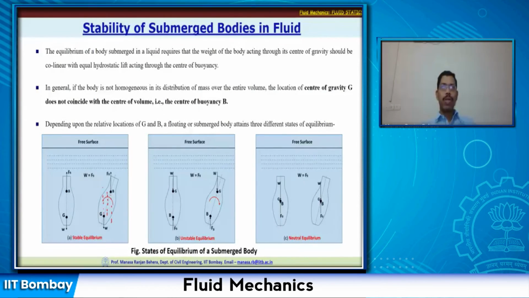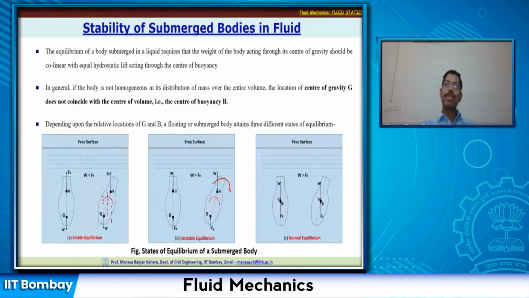Your W is acting downwards, buoyancy force is acting upwards, and they are acting on the same line of action. So as long as the body is in this position, it is stable. But the moment you start disturbing the body or you tilt this body, then what will happen? The W is acting here at G and FB is acting upward at B. They will create a clockwise moment. So you have displaced the body in the clockwise direction and the moment is acting again in the clockwise direction.